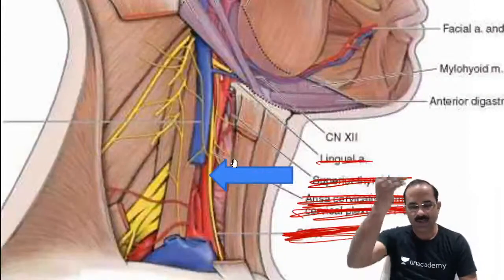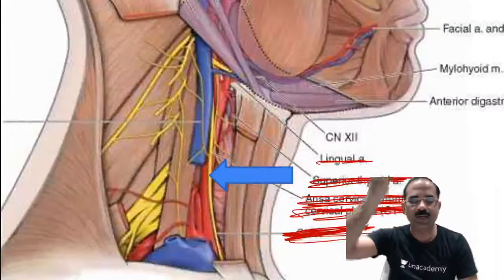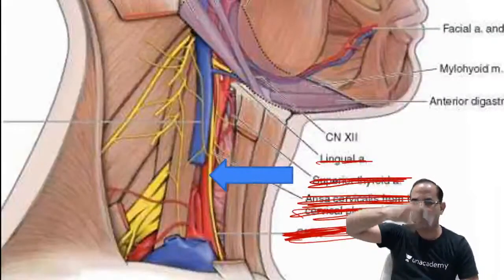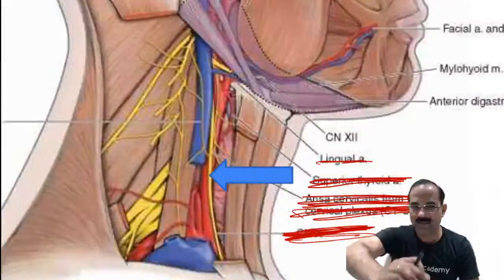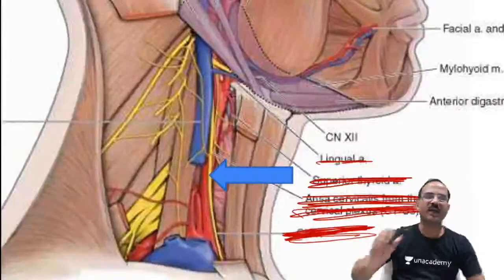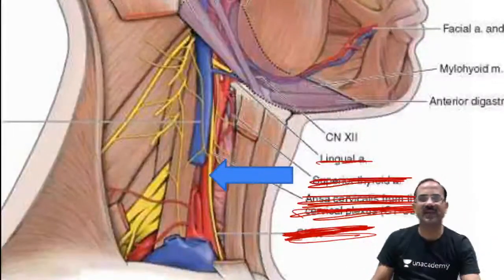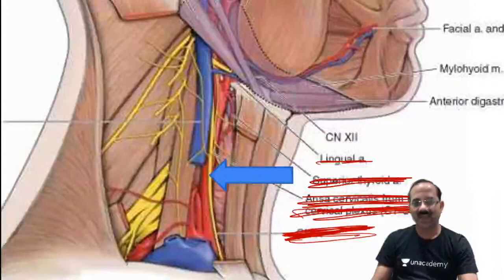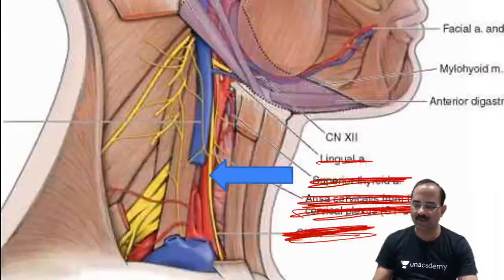And students, who lies on the anterior wall of the carotid sheath? A loop. What is the name of the loop? Ansa, found in the neck. Ansa cervicalis. Correct. Ansa cervicalis is the name of the loop.